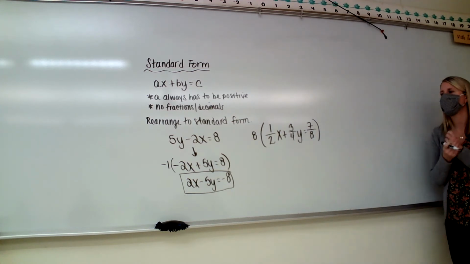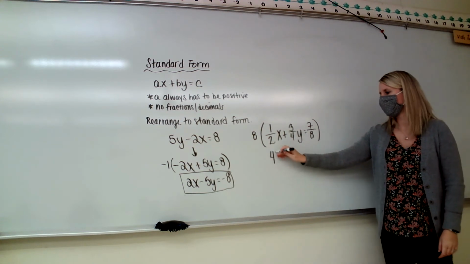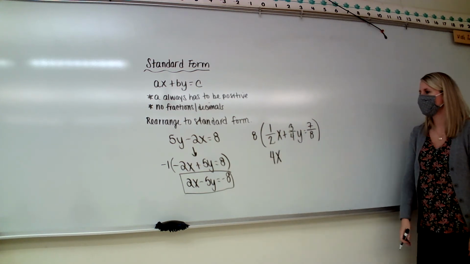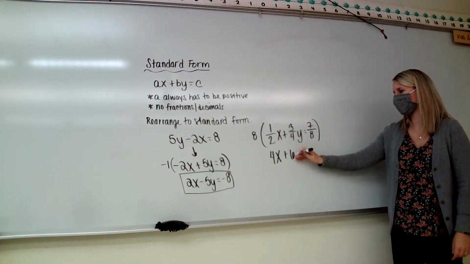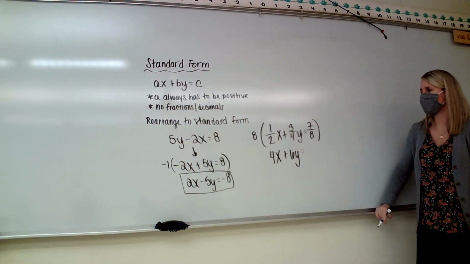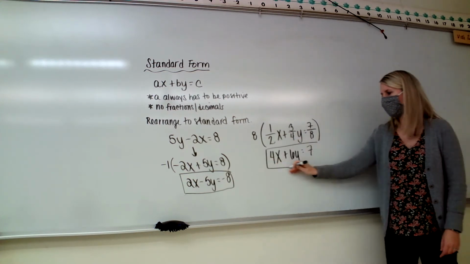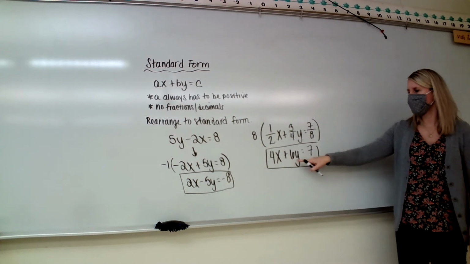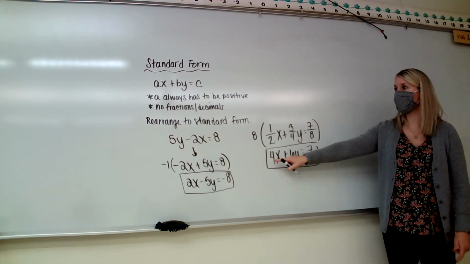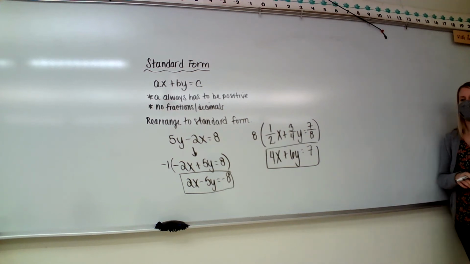So I would distribute in 8 times 1/2 is 4. 8 times 3/4 would be 6. And then 8 times 7/8 would be 7. And I just check everything's in the correct order. You have x, y equals your number. The first term's positive, which we need. No fractions or decimals, so we're good. So now we're following all the rules of standard form.